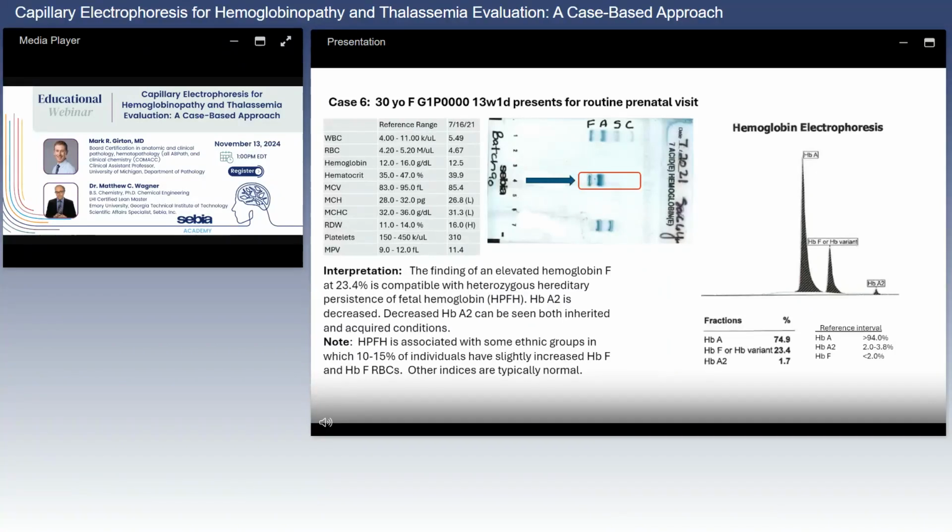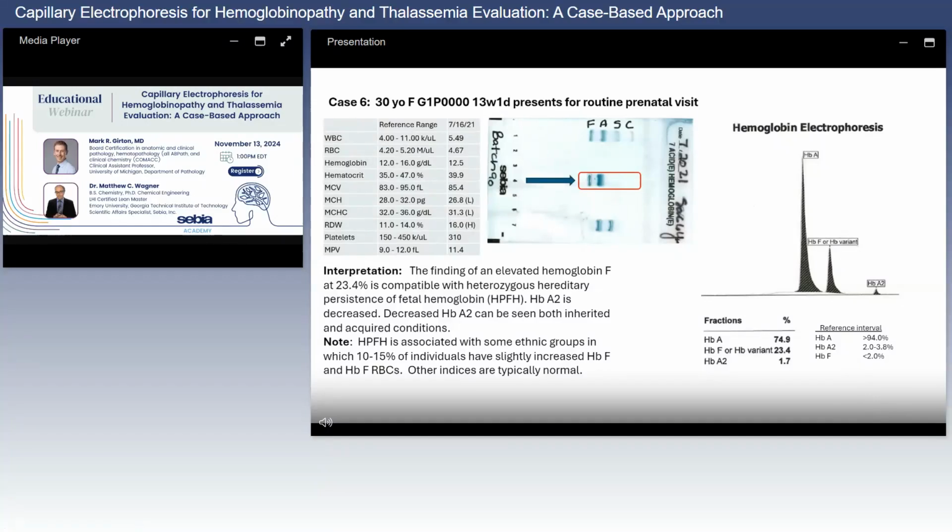So the finding of an elevated hemoglobin F at 23.4% is compatible with heterozygous hereditary persistence of fetal hemoglobin, HPFH. Hemoglobin A2 is decreased, and this decreased A2 can be seen in both inherited and acquired conditions, which is just an interpretive note. That's pretty standard. HPFH is associated with some ethnic groups in which 10 to 15% of individuals have slightly increased hemoglobin F. Other indices are typically normal.